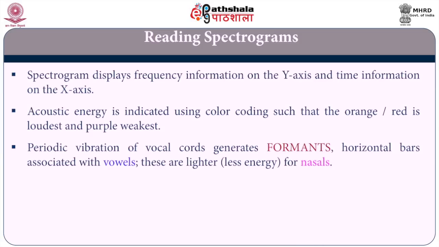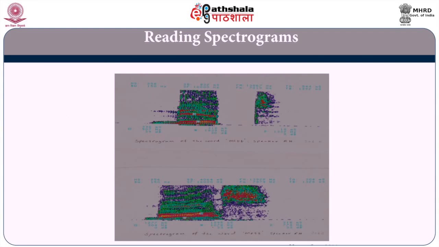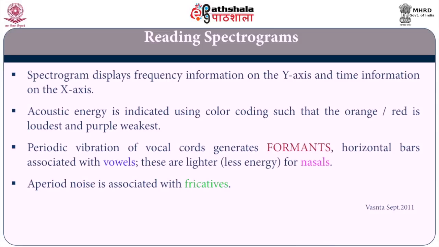Periodic vibration of vocal cords generates formants. So when the vocal cords vibrate, it's periodic, and it comes out in the spectrogram as horizontal bars which are called formants. Nasal sounds like n and m also have a formant-like structure, but in the spectrogram you see that there is not that much acoustic energy and they are weaker. You will not see red colored antiformants associated with nasals. Aperiodic noise is associated with fricatives.